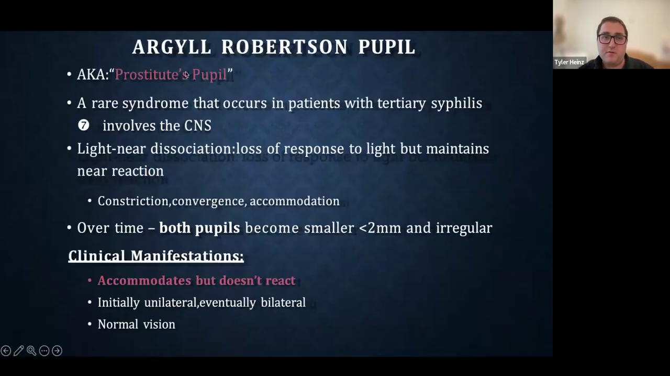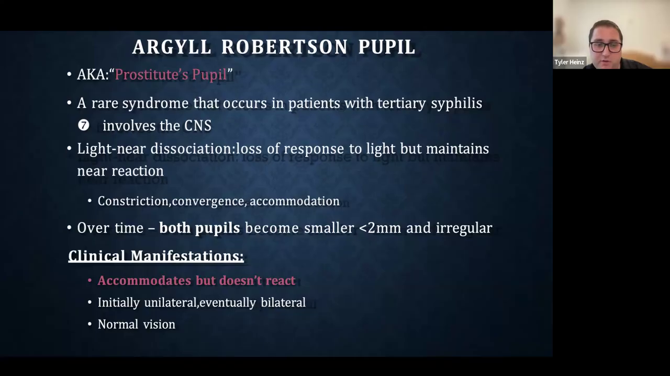Argyll-Robertson pupil, aka the prostitute's pupil. It's a rare syndrome that occurs in patients with tertiary syphilis because of the CNS involvement. They're going to have light-near dissociation, loss of response to light, but they maintain the near reaction. So they're going to have constriction, convergence, accommodation. Over time, both pupils become smaller, less than 2 millimeters, and irregular in shape. So our big thing with the Argyll-Robertson pupil is it's going to accommodate, but it doesn't react.